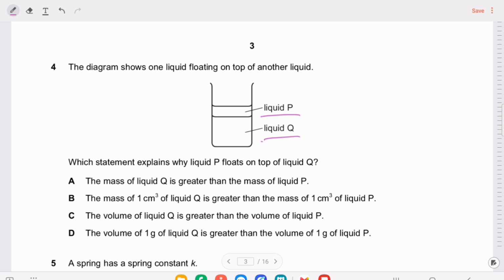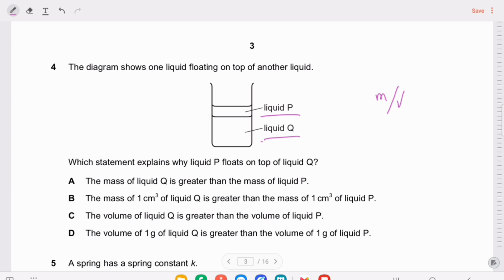Always remember, floating depends on density. Density is mass per unit volume. If 1 centimeter cube of liquid Q has more mass than 1 centimeter cube of liquid P, then liquid Q is denser. The denser liquid always stays at the bottom. For example, oil floats on water because oil is less dense than water.